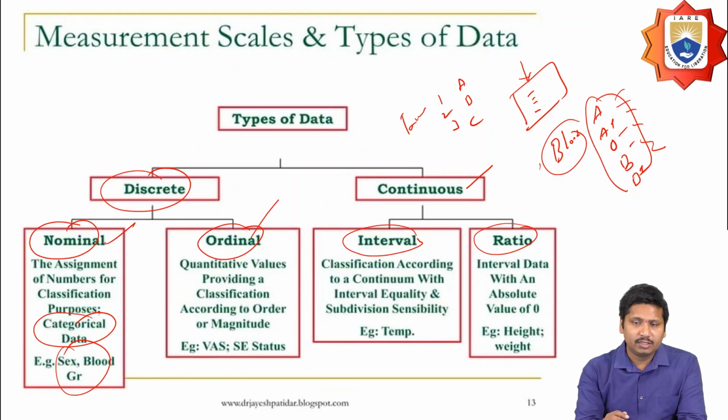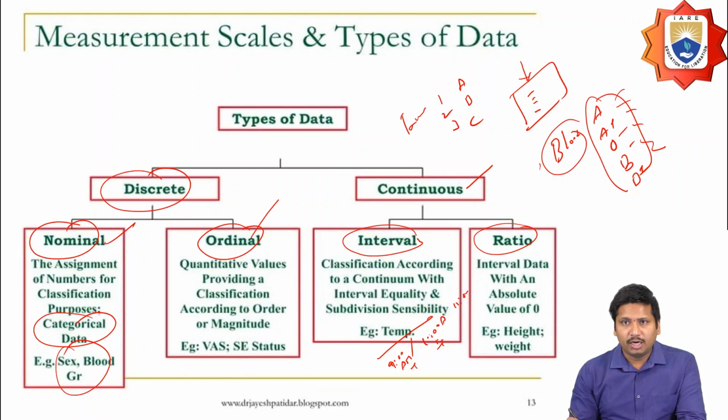So what is interval, and what is ratio? Interval is like temperature: at 9 a.m. what is the temperature, at 10 a.m. what is the temperature, and at 11 a.m. what is the temperature. The temperature keeps changing with respect to time, so this is treated as the interval level.